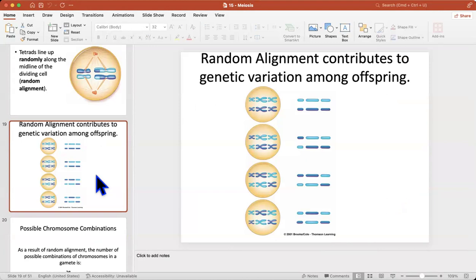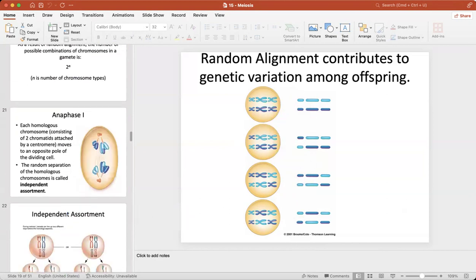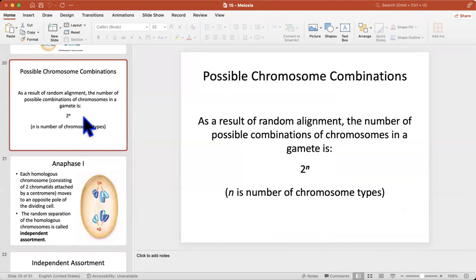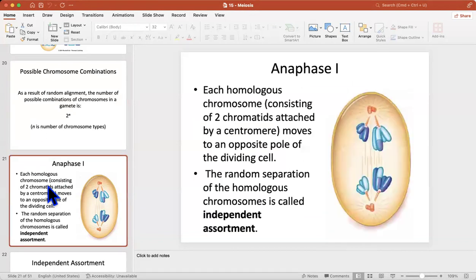So crossing over and random alignment really contribute to the diversity of those gametes' gene pools. They're totally different. That's the math part. For each pair of chromosomes, there are 2 possibilities, right? 2 possibilities, and we have 23 pairs in total. So it turns out the total possibility is 2 to the power of 23. It increases the diversity of the genes.